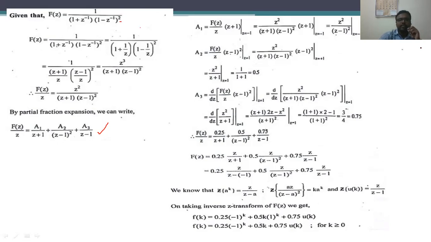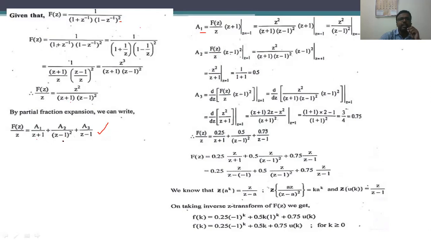Okay, so in order to find out the value of a1, we have to substitute the value of z1. So z is equal to minus 1. Just substituting z equal to minus 1 in this equation, that is nothing but f of z divided by z into z plus 1, we are going to get the value of a1 as 0.25.